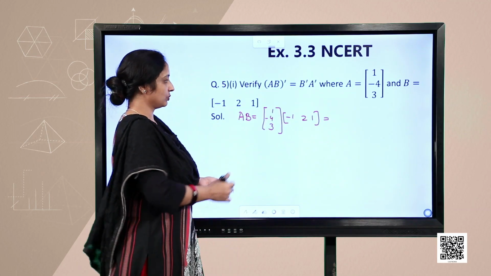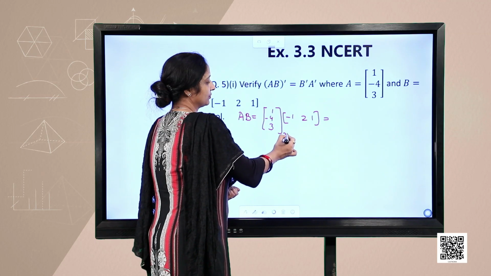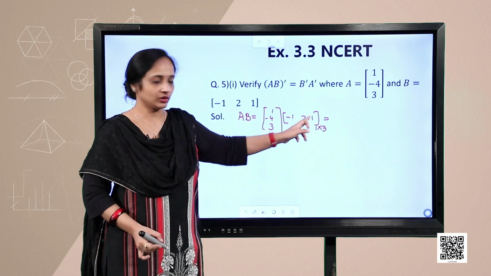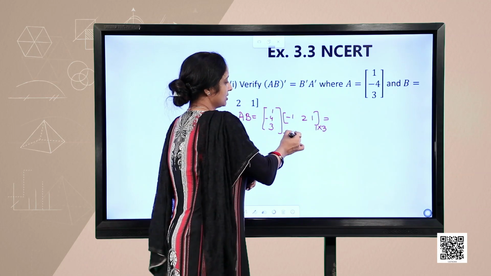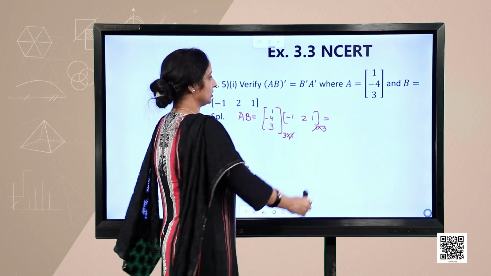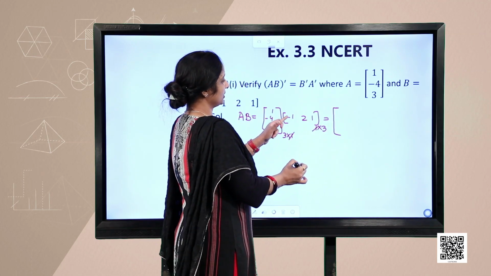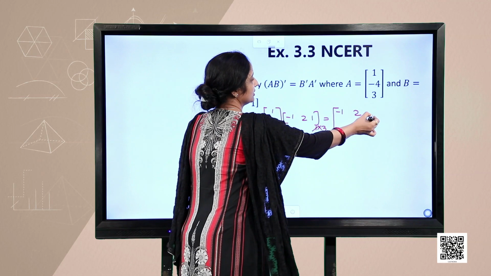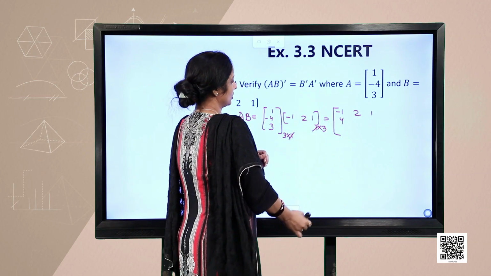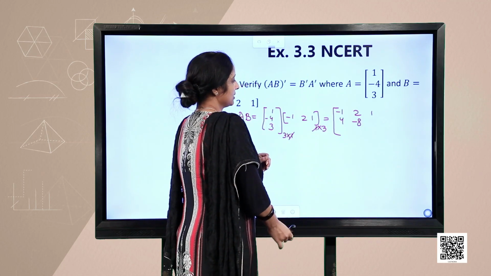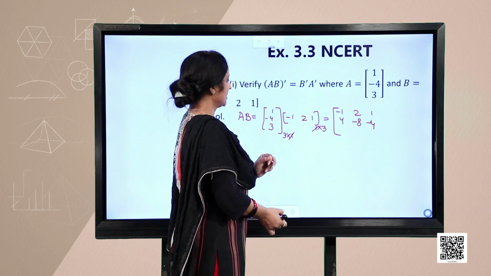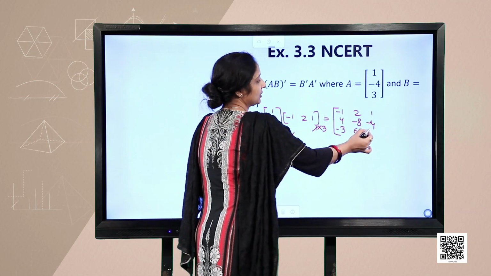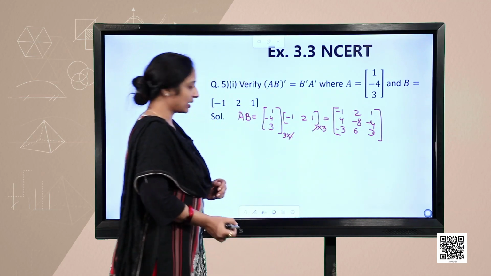You can check their orders to be more comfortable. This is having 3 rows and 1 column, and this is having 1 row and 3 columns. So after multiplication, you will get a matrix of order 3 by 3. So how will you obtain that? 1 will be multiplied by minus 1, 1 will be multiplied by 2, 1 will be multiplied by 1, minus 4 into minus 1, minus 4 into 2, minus 4 into minus 1. Then 3 will be multiplied by minus 1, 3 will be multiplied by 6, 3 will be multiplied by 1. Right? So this is our matrix AB.